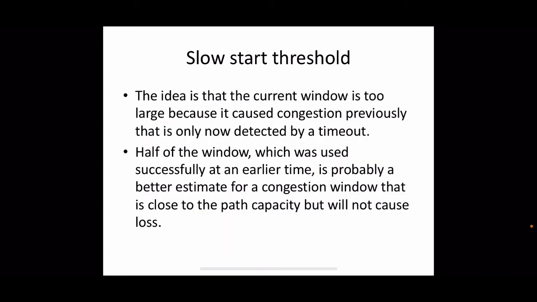So the idea here is that the current window is too large because it caused congestion previously, and that is now detected by a timeout, right? So the earlier window size was half, right? Because this window size is increasing exponentially by doubling every round trip time. So just previously it was half of this, and it was safe. After that, maybe the timeout occurs. So half of the window which was used successfully at an earlier time is probably a better estimate for a congestion window that is close to the path capacity but will not cause loss. So our aim is to maximize the utilization of network capacity at the same time without congestion. That is why we are reducing it to half.